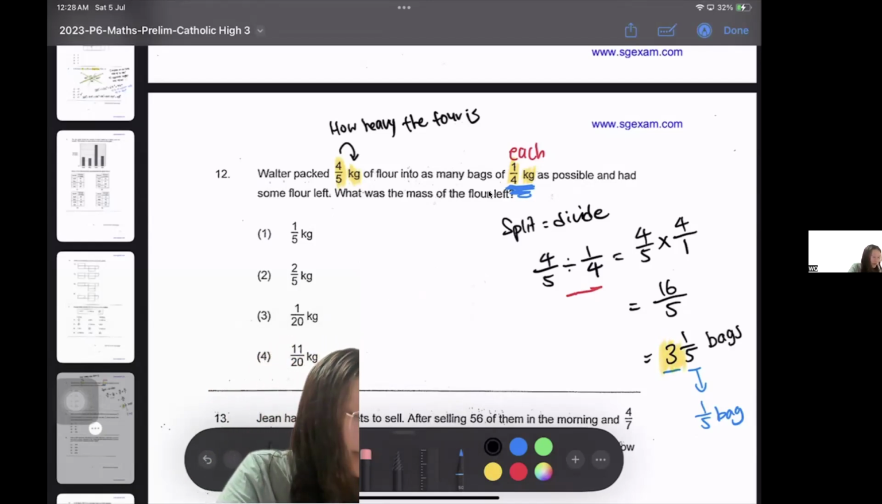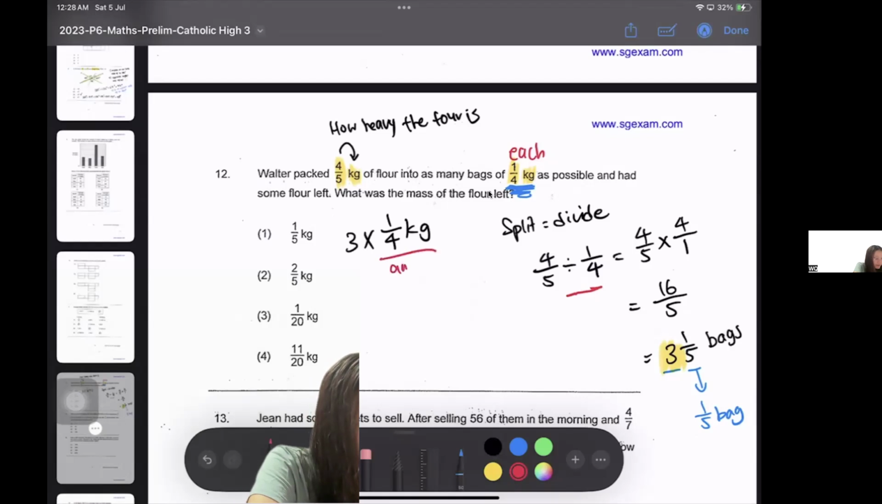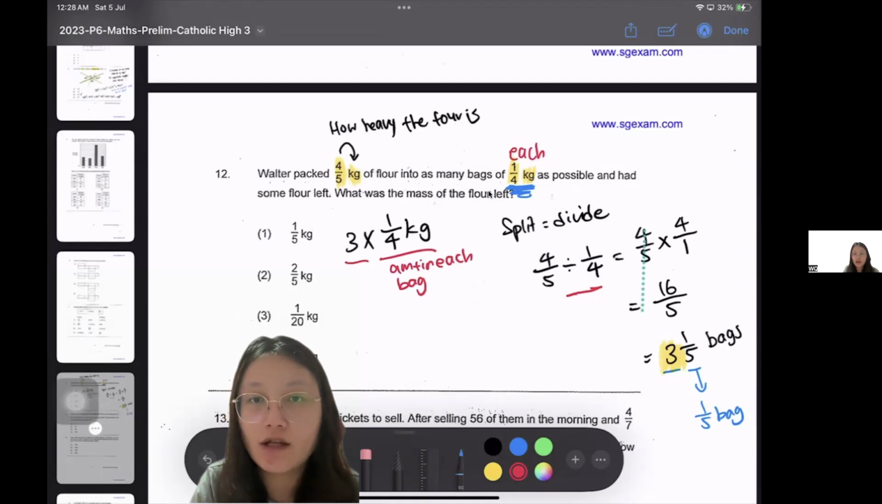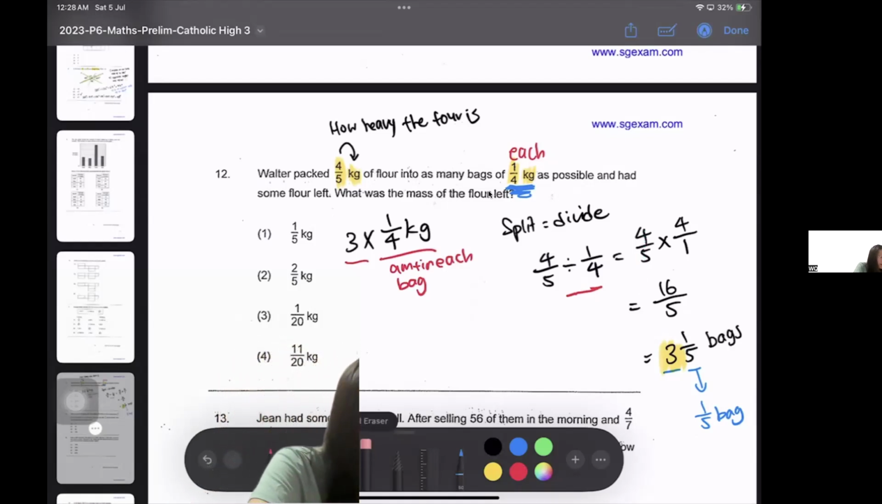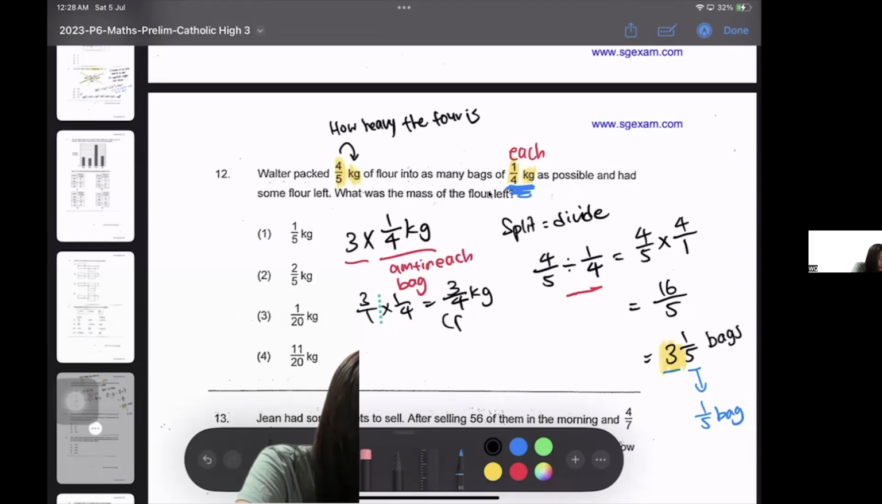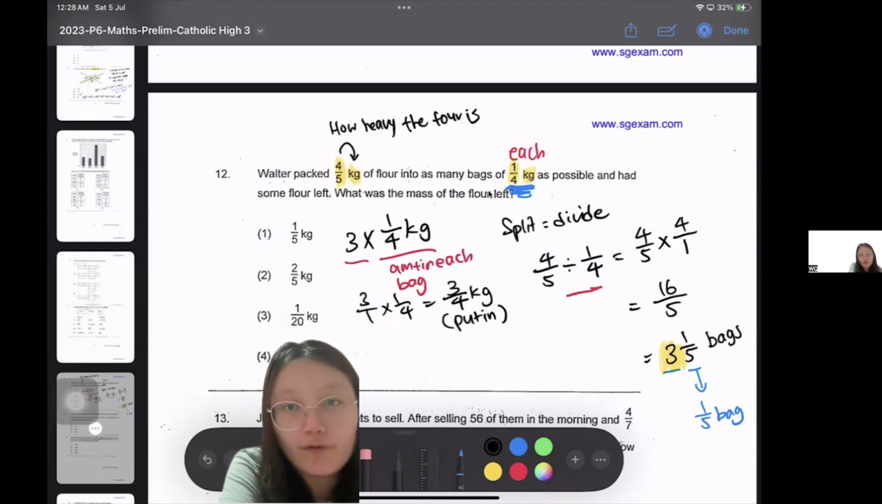So how do we use that? We can take 3 times 1/4 kg, because again, 1/4 kg is the amount in each bag, and there were 3 bags that we can put it in. So we must find out how many we put in first. We put in 3 times 1/4, which is 3/1 times 1/4, which is 3/4. So he put in 3/4 kg.